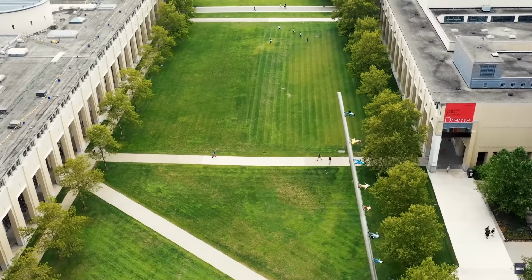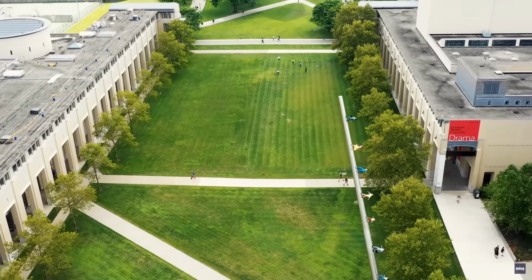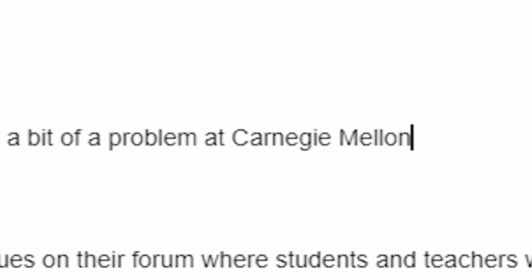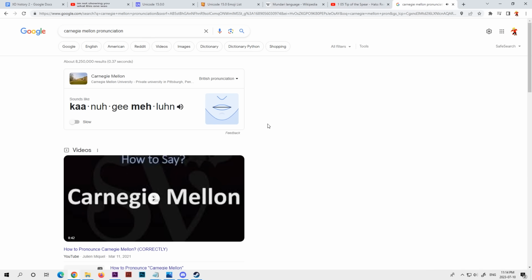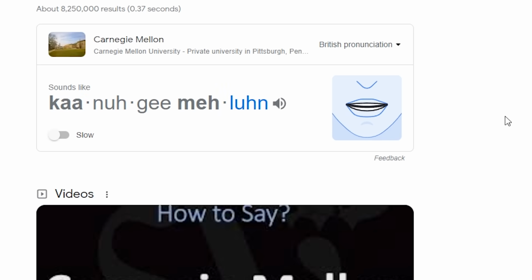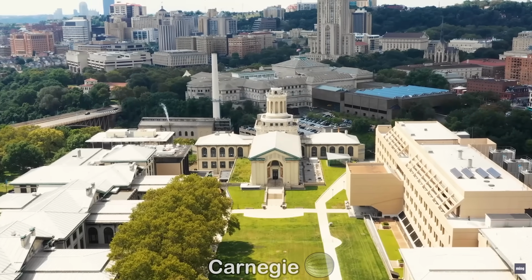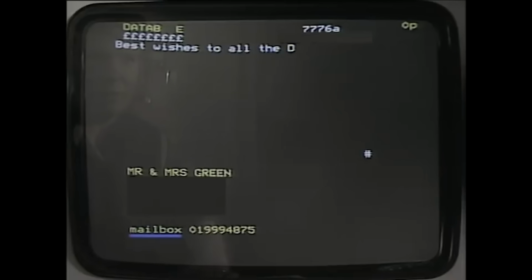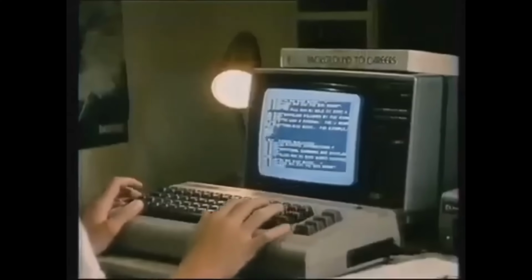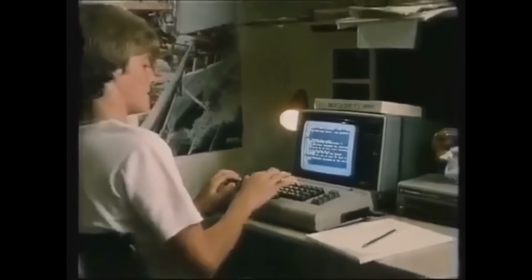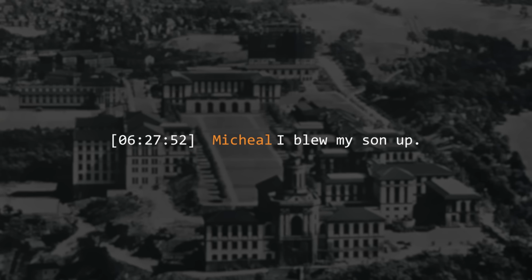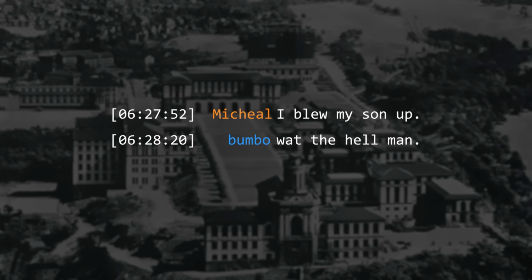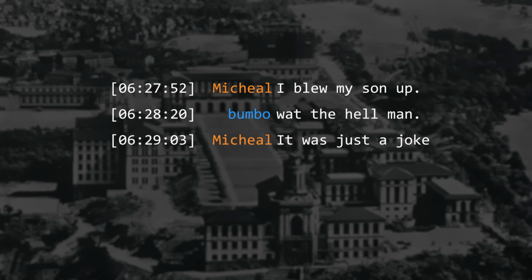And this was beginning to be a bit of a problem at Carnegie Mellon. There's no way it's pronounced like that. Carnegie Mellon. Mellon? At Carnegie Mellon University in 1982, where they were having issues on their teacher and student communication form. At this point, there was no real way to imply tone or emotion in a message made of text. So messages that were meant as jokes would be taken the wrong way and oftentimes lead to big misunderstandings.